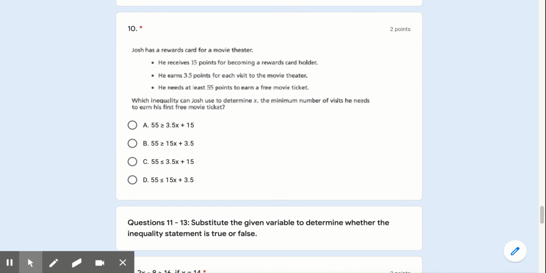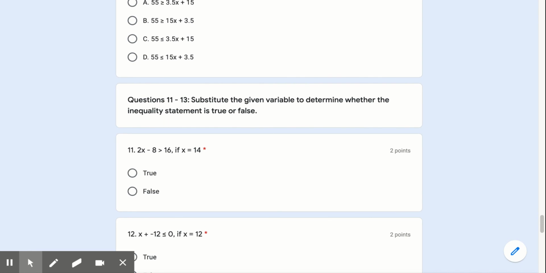Number 10 says, Josh has a rewards card for a movie theater. He receives 15 points for becoming a rewards card holder. He earns 3.5 points for each visit to the movie theater. He needs at least 55 points to earn a free movie ticket. Which inequality can Josh use to determine X, the minimum number of visits he needs to earn his first free movie ticket? So which one of those would kind of be the same thing as what we just read?